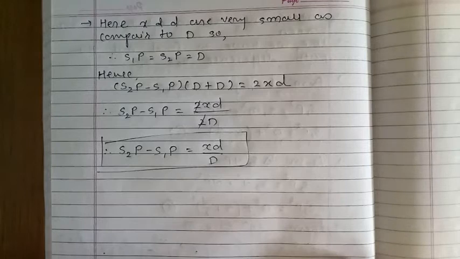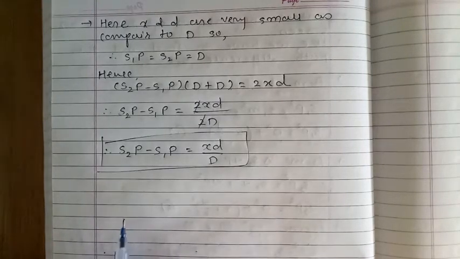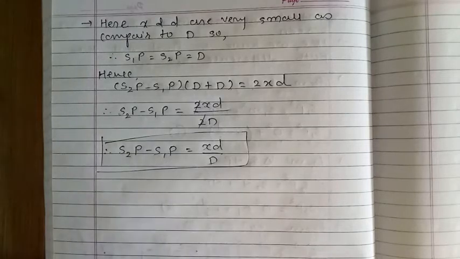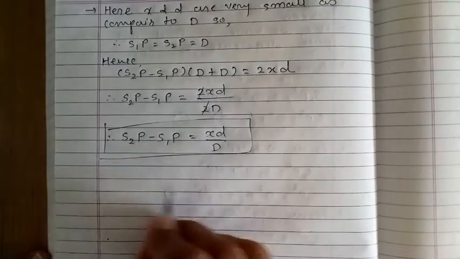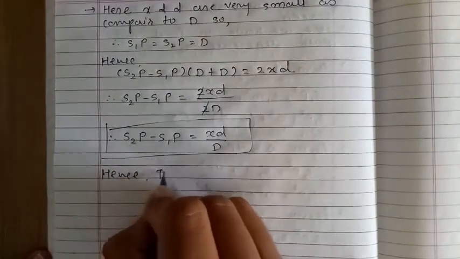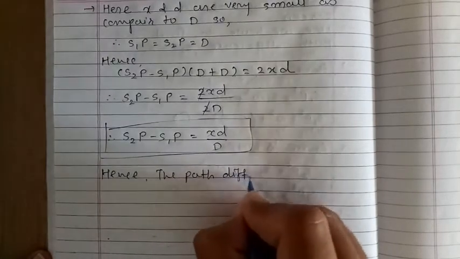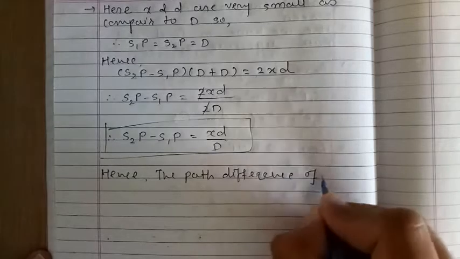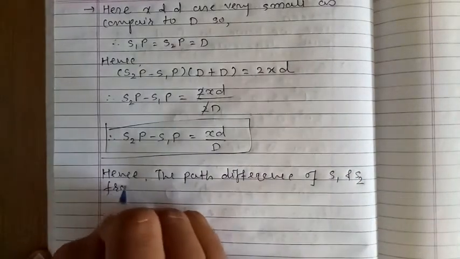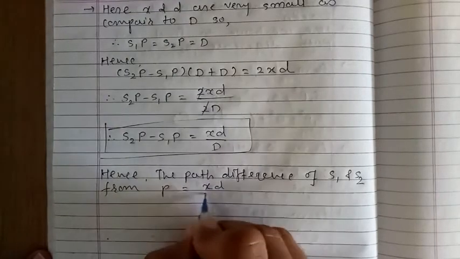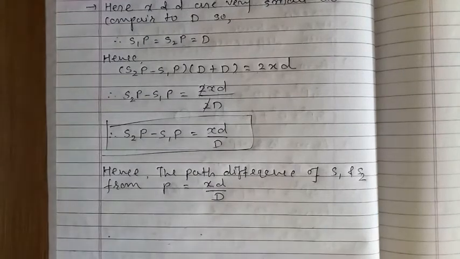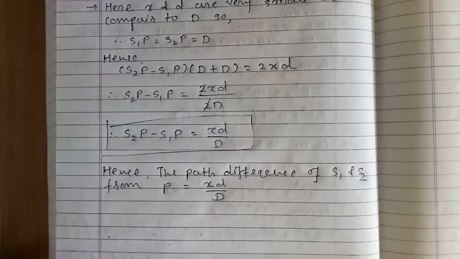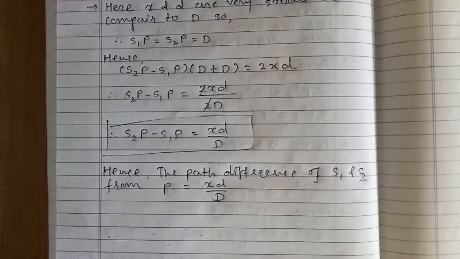So friends, you have to remember that the path difference between S1 and S2 from point P is x into small d upon capital D. So we can say that the path difference of S1 and S2 from P is equal to x into small d upon capital D. You have to remember this formula: for Young's double slit experiment, the path difference is x into small d upon capital D.